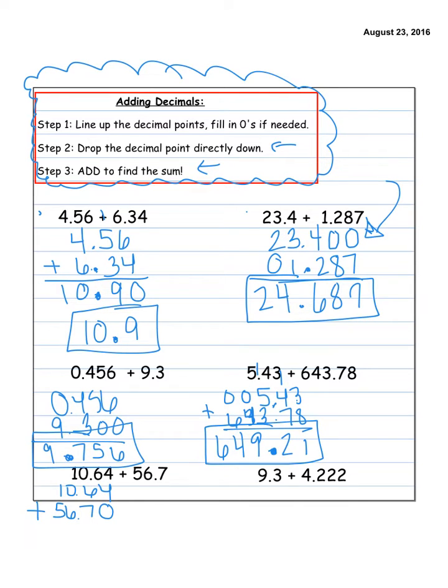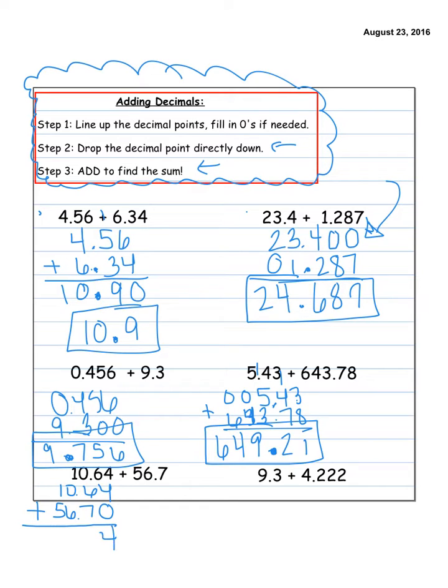So 10 and 64 hundredths is close to 10. 56 and 7 tenths is close to 56 or 57. I know 56 plus 10 is 66. So my answer is going to be around there. It's always good to ask yourself a reasonable answer before you start.